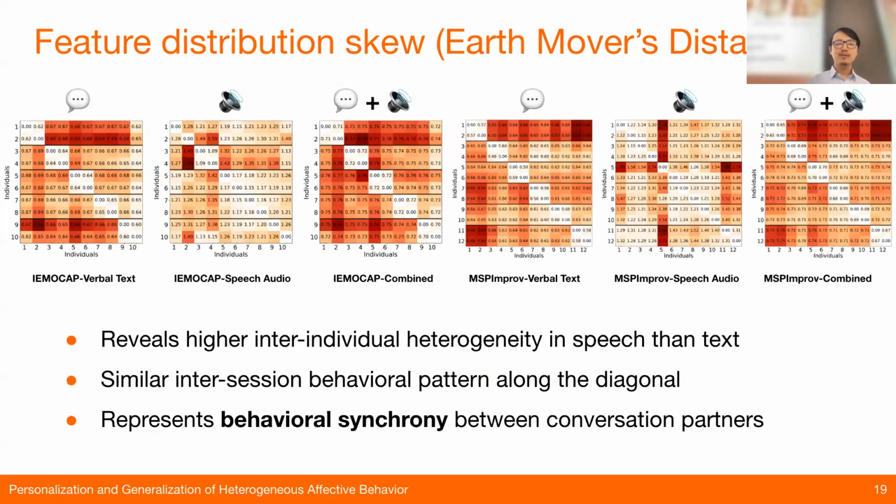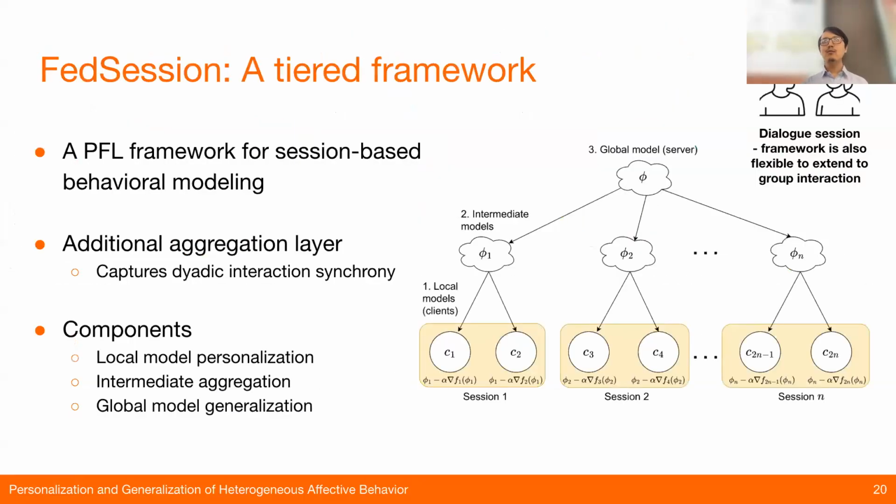The other thing we can observe is a 2x2 lighter table along the diagonal, which shows that there is more similarity in expression, represented by the feature distribution within the same session than in other sessions. So this represents the behavioral synchrony. Now we observe two kinds of synchrony in the dyadic interaction. The first is behavioral synchrony, and the second is emotional synchrony.